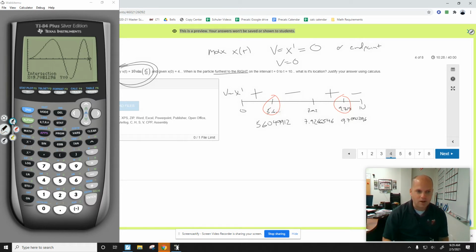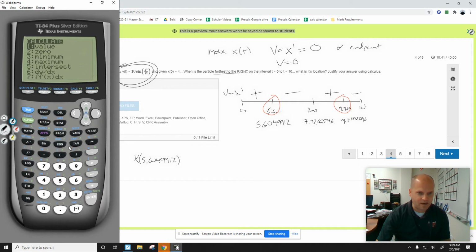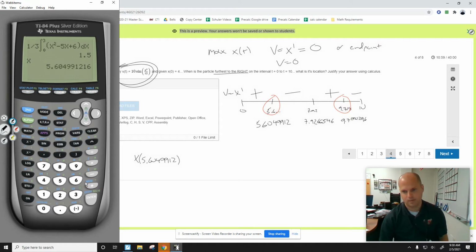But now, how do I know which one is going to be the max? This is where we have to check. So, how do I find the position x of 5.6049912? Now, I'm going to show you a little quick secret here. You either have that number written down fully, or let's go back and find this intersection. And what happens is that this number gets stored as x. Okay, so right now, after you find the intersection, that number is stored as x. If I go back into my home screen, if I plug in x, I get that number.